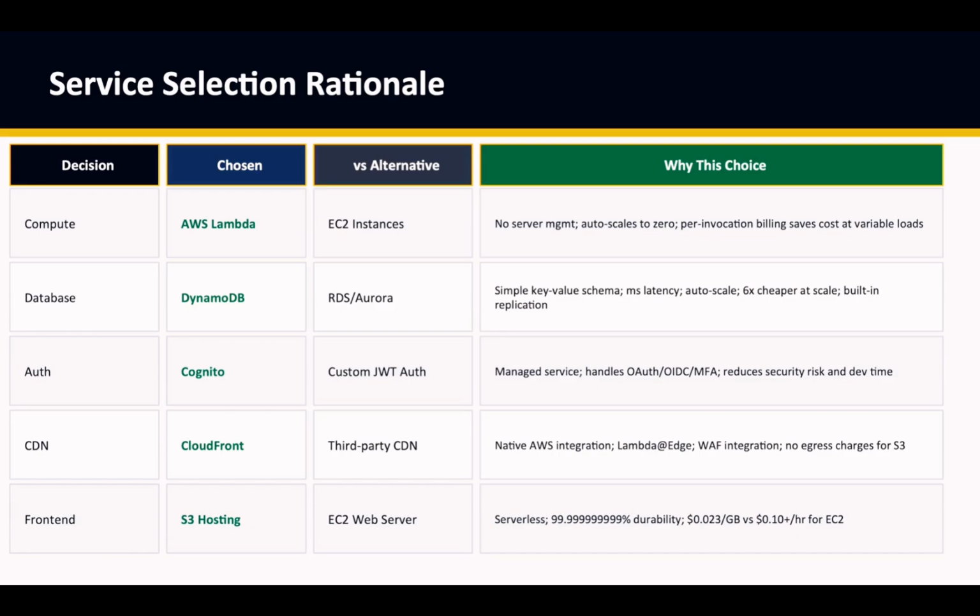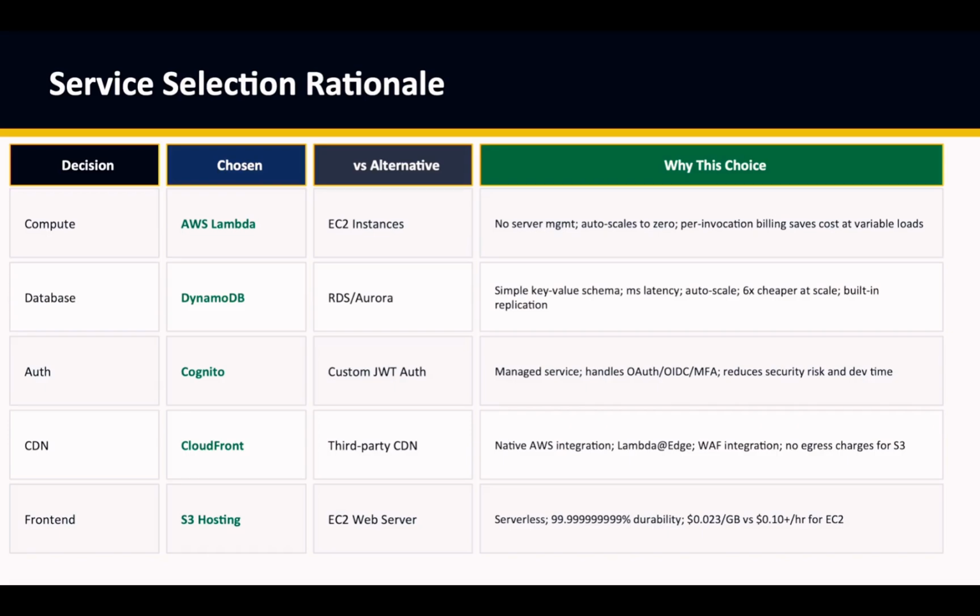Database, DynamoDB over RDS or Aurora. The client's data structure is simple, essentially key-value pairs for cart items and sessions. DynamoDB is purpose built for this. It's approximately 6 times cheaper at scale, provides millisecond latency, and includes built-in multi-region replication through global tables. RDS would give us SQL capability we don't need at a higher cost. For authentication, Cognito over building a custom JWT system. Cognito is a managed service that handles OAuth, OpenID Connect, and MFA out of the box. Building custom auth is error prone and a significant security liability. Using Cognito reduces risk and development time.